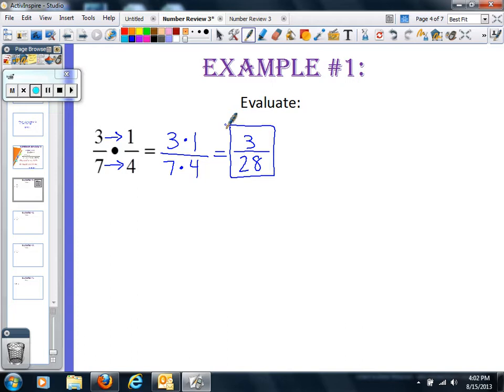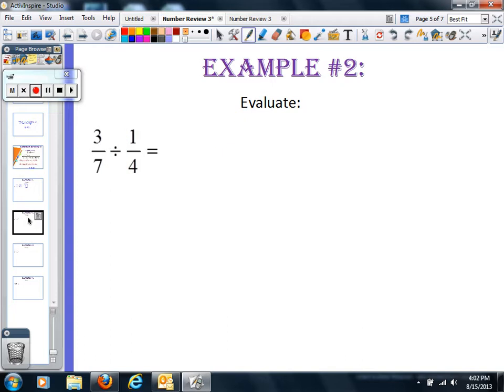We're going to go on to example number 2. And this is where we're going to do, I think, 1 or 2 of these problems because these are what's going to probably be the most difficult for you to understand. So we have a division problem. We always want to change this to multiplication just to make it easier. So we're going to say 3 over 7 times, and then we have to get the reciprocal of the second one, which means we're going to flip the fraction. And this becomes 4 over 1.